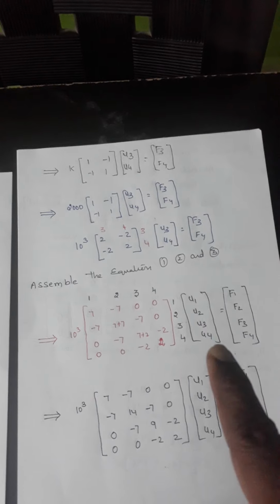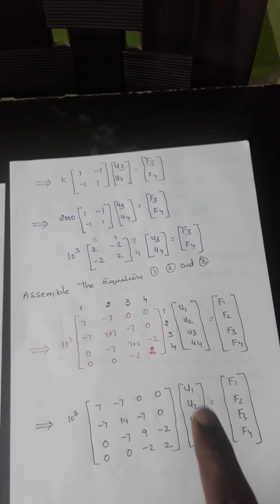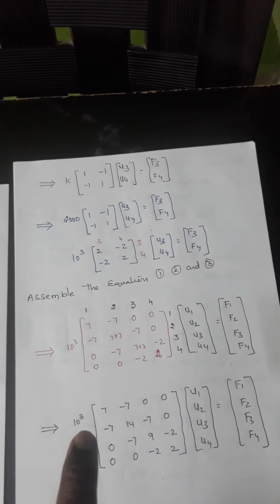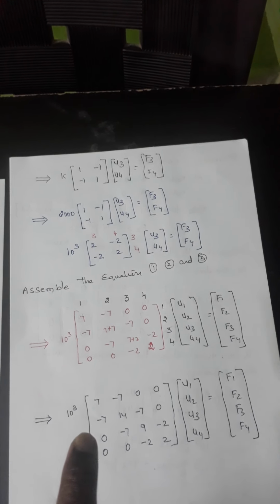Now what is the next step? Assemble all the three equations. I have assembled this. Here U1 and U4 are 0 because both ends are fixed. I have taken 10 to the power of 3 outside, and this is the assembled equation. I got the stiffness matrix.